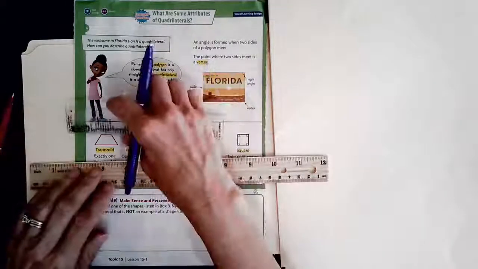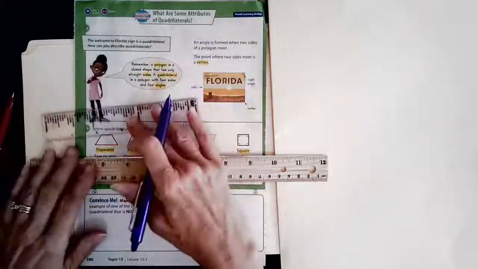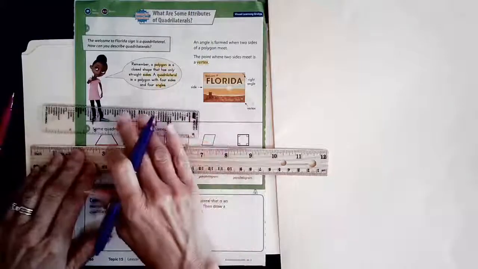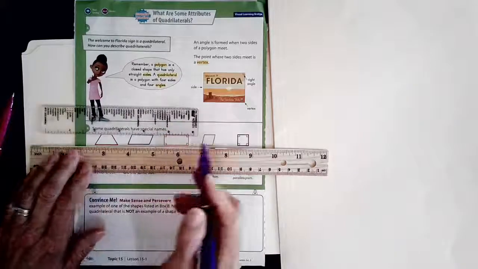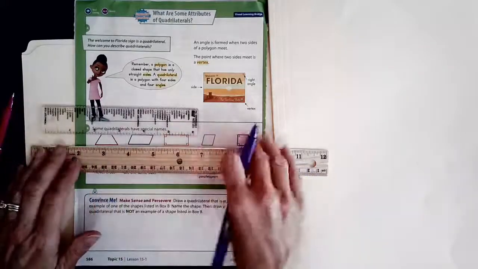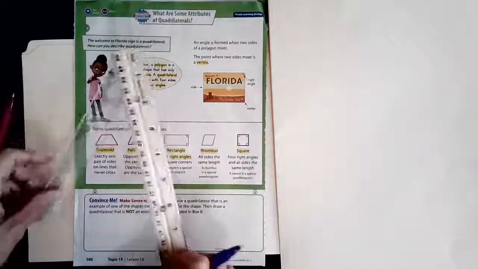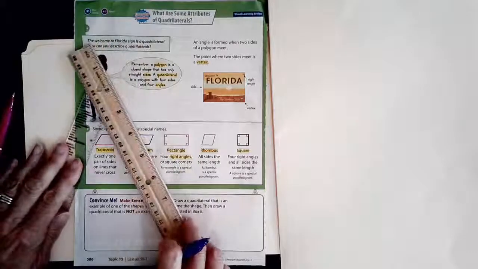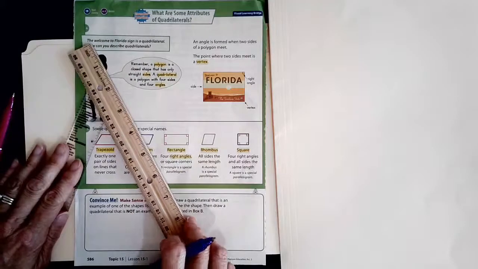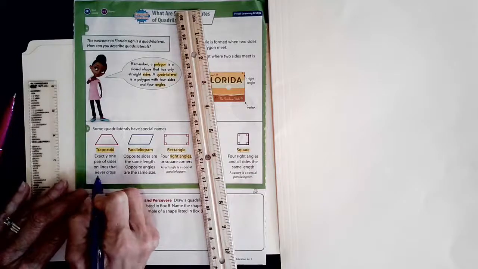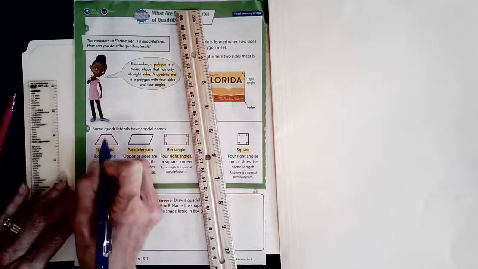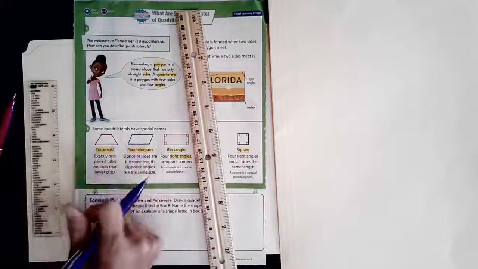So let me show you. If I put my rulers right here, as you can see with my rulers, if they extended on and on, they would never meet. As with the side lines, we can see that if we extended the side lines, they would meet. So when they're talking about a pair of sides on lines that never cross, they're talking about sides that are parallel to one another. They're never going to meet each other.